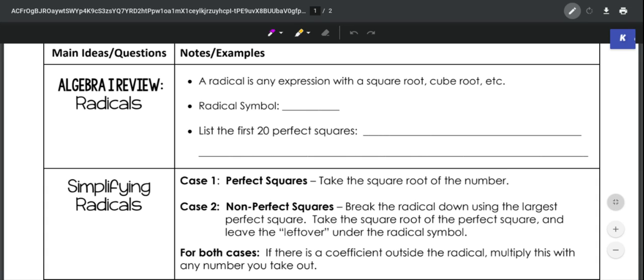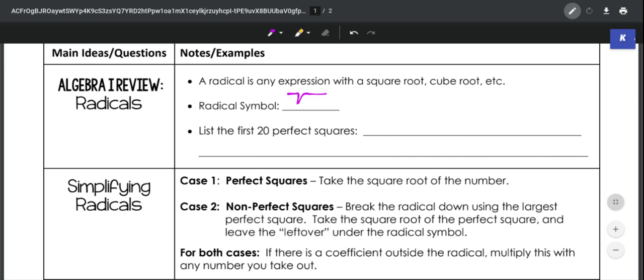A radical symbol is just the square root symbol, which looks like this. And that just means we're taking the square root of something. Pretty sure everybody's seen that before, or should have.